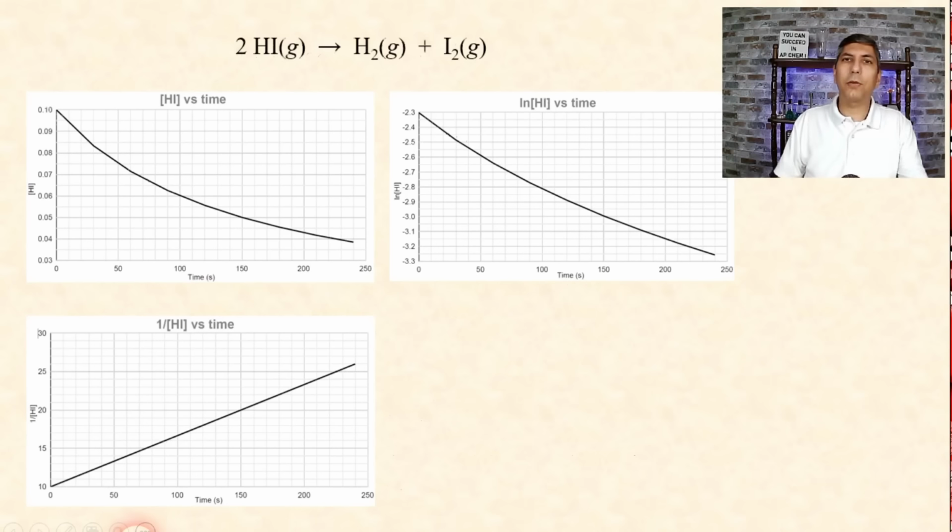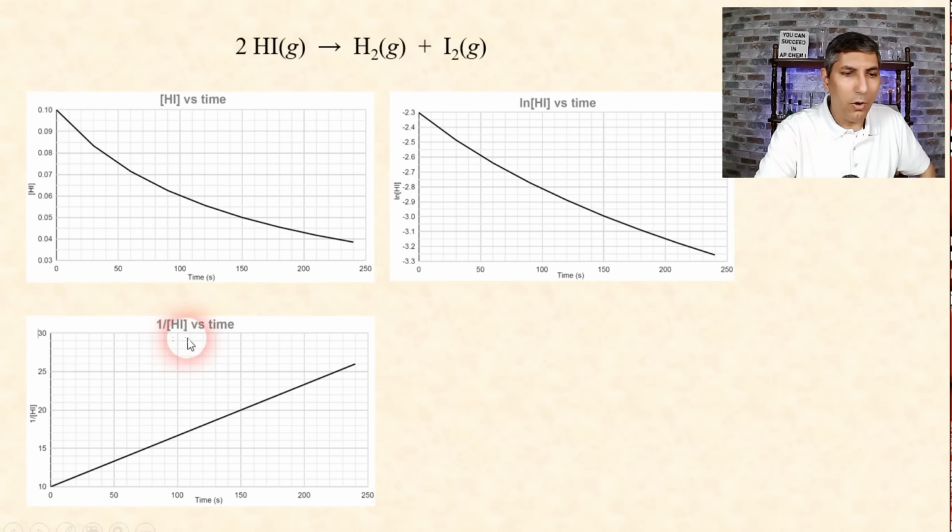Now, there's another way to determine the rate law for a reaction. We can do this graphically. So if we have this reaction right here, 2HI yields H2 plus I2, you want to make 3 graphs. One graph is going to be concentration versus time. Another graph is going to be natural log of concentration versus time. And the third graph is 1 over concentration versus time. One and only one of those graphs is going to be a straight line. And I think we can all tell that it's this graph down here at the bottom.